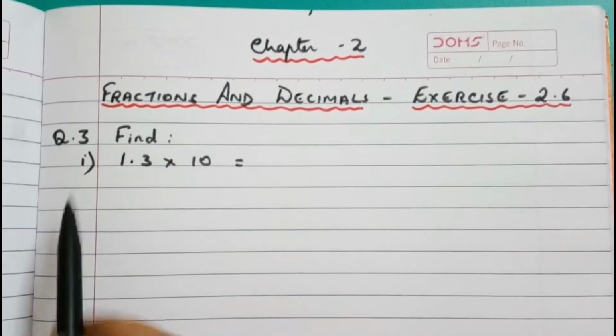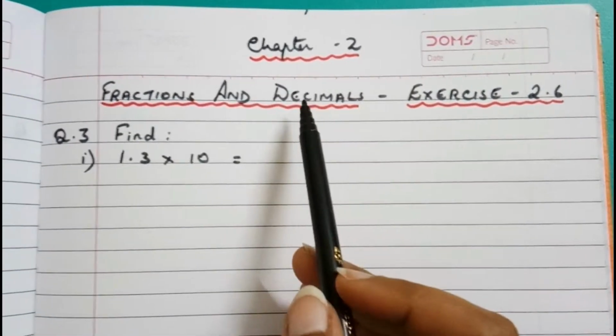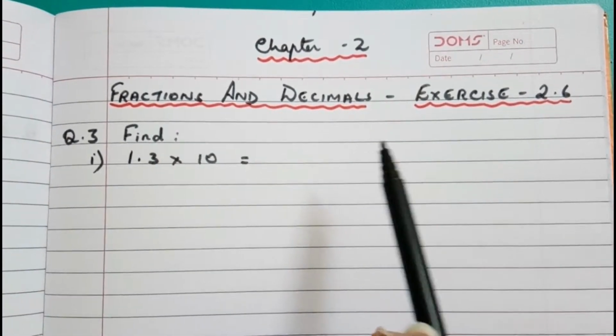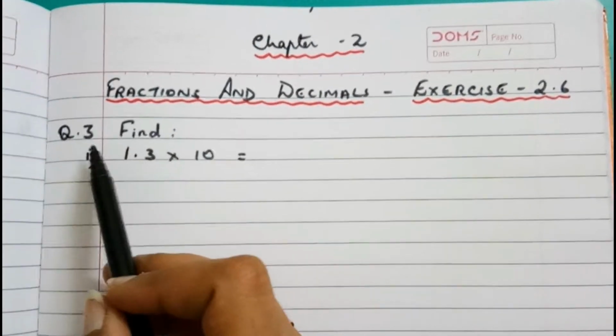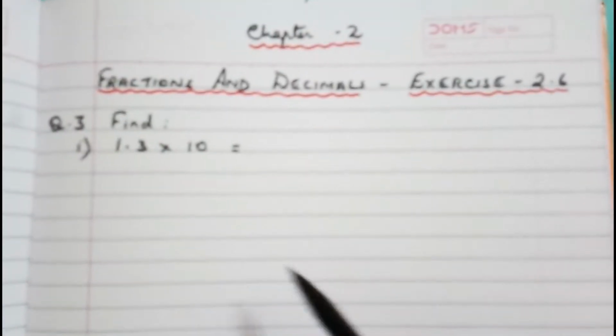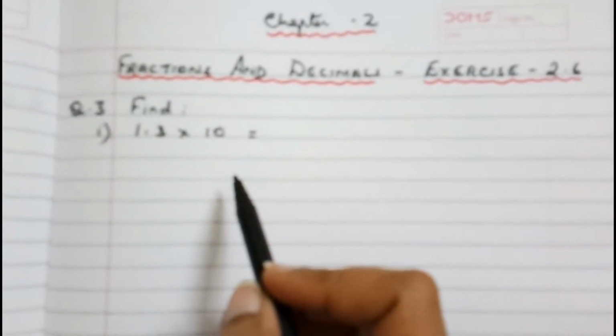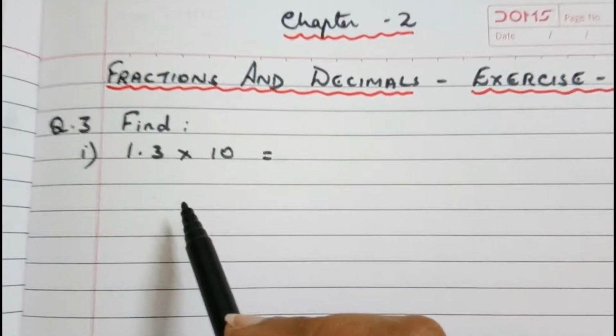Today we'll start with question number 3 of exercise 2.6, chapter 2, named Fractions and Decimals. Question 3 has many sub-questions under it, around 12. So let's start with the first question.